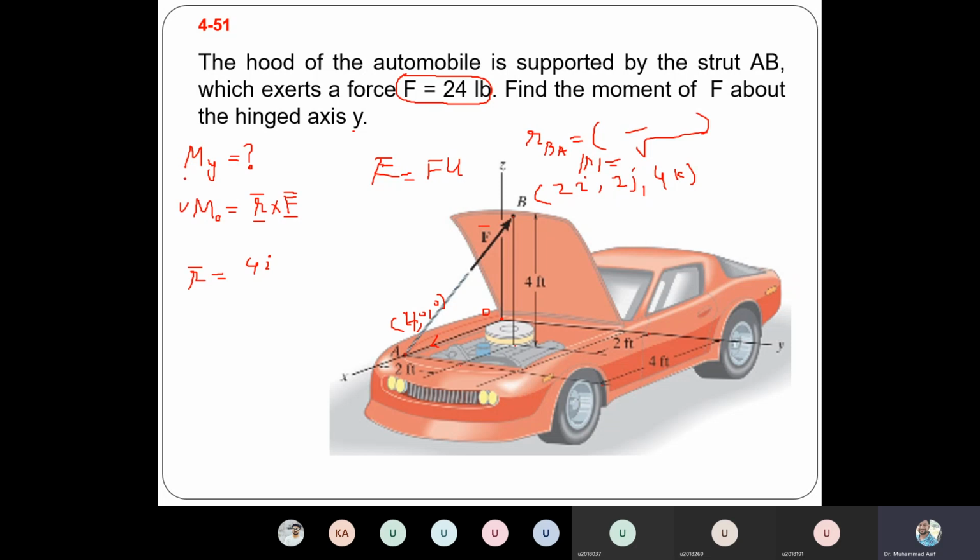Basically we need to calculate the moment about the y-axis. The moment about an axis, and the unit vector along the y-axis we call j, so that will be j dot r cross F. That means again you have to take the components of j, which are 0, 1, 0, and then r: rx, ry, rz, and then F: Fx, Fy, Fz.